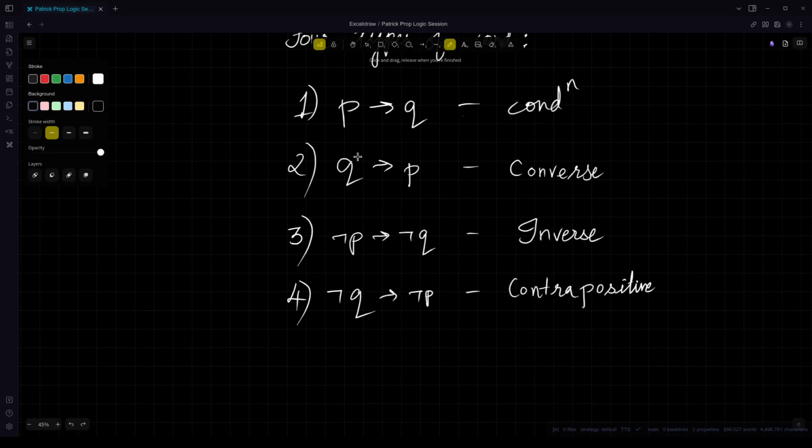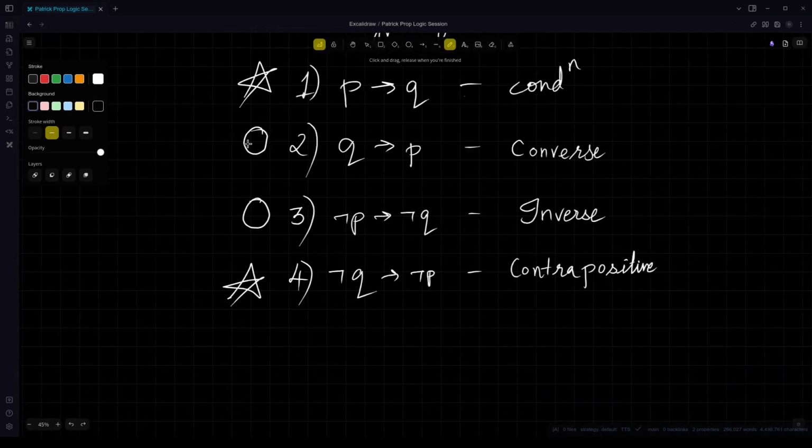So I should mention that this one and this one are logically equivalent. I'll just draw a circle. This one and this one are logically equivalent. And when I say logically equivalent, what I mean is that when you draw the truth tables, they will have the same values. So let's draw the truth tables, just to show you, and then we'll wrap it up for today.